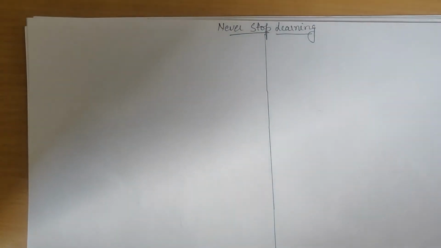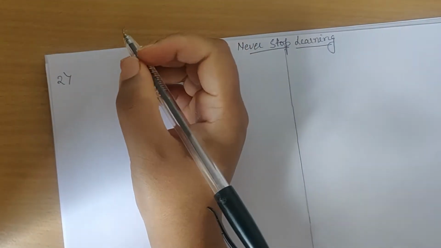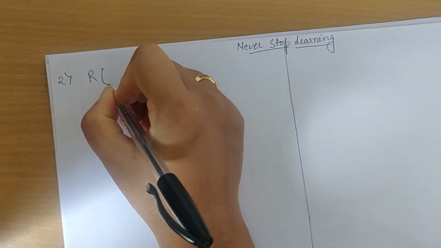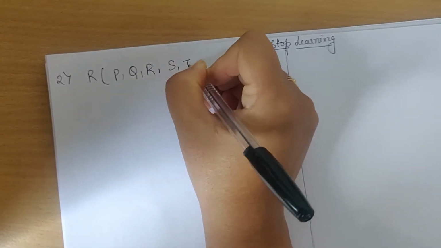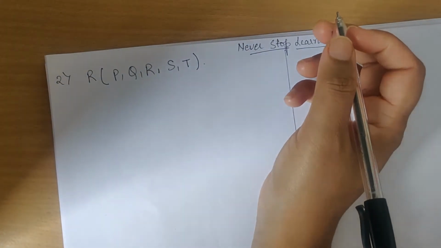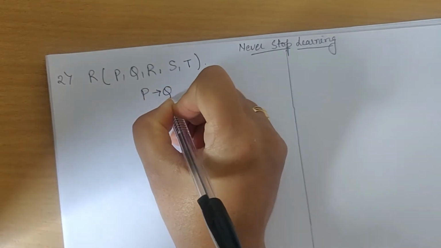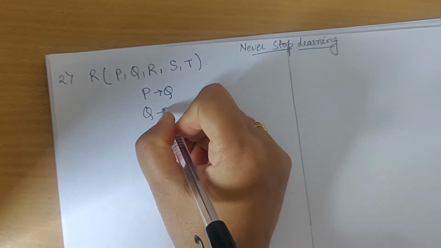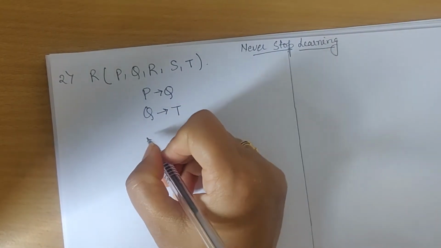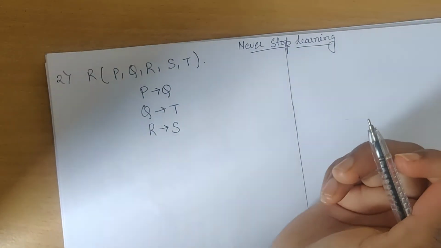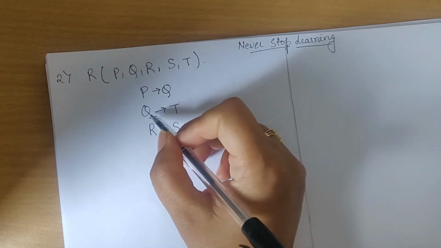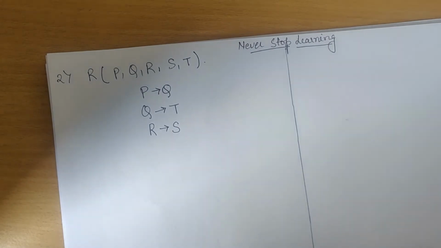Okay. So let's take another example. This is the second example, and I'm having a relation R with 5 attributes P, Q, R, S and T. Now the dependency is something like this: P determines Q, then Q determines T, and the third dependency is R determines S. So here are the dependencies: P determines Q, Q determines T, and R determines S.